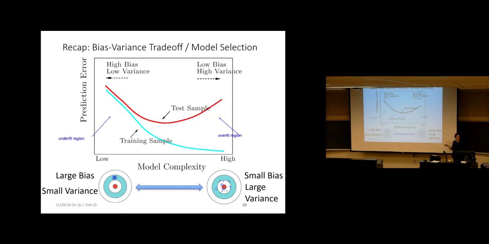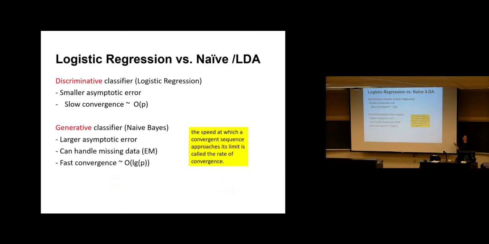the good balancing point. And then we covered discriminative classifier versus generative classifier. So discriminative classifier has smaller asymptotic error, but it converges slower. It needs more data. And generative classifier has larger asymptotic error, but it can handle missing data. It also converges faster with a smaller number of training samples.